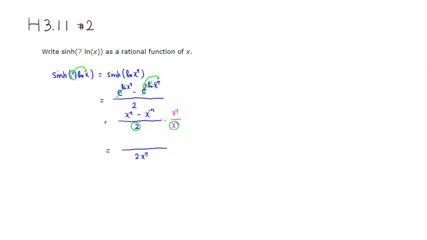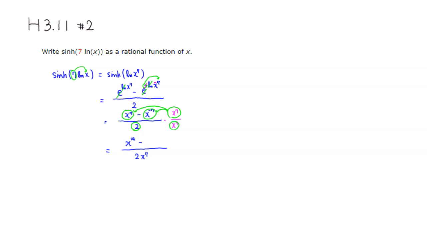Then we're going to distribute x to the 7 to the first term. So you have x to the 7 times x to the 7, which would be x to the 14th power, because 7 plus 7, minus. If you distribute x to the 7 to x to the negative 7, they're inverse or reciprocal of each other, so they cancel each other out. You're just going to get 1.